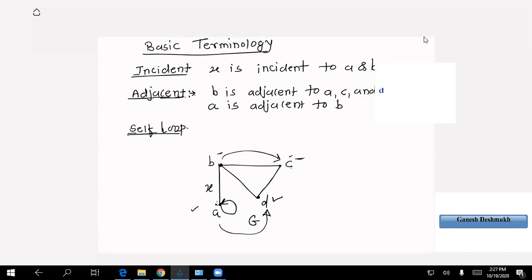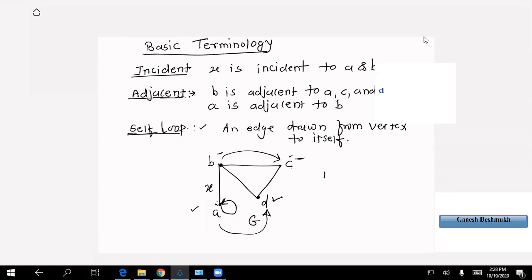Now next, what do we mean by a self loop? A self loop is an edge drawn from a vertex to itself. See, at the vertex A, I have drawn an edge from vertex A to vertex A. So this is an edge drawn from a vertex to itself. This is called a self loop.